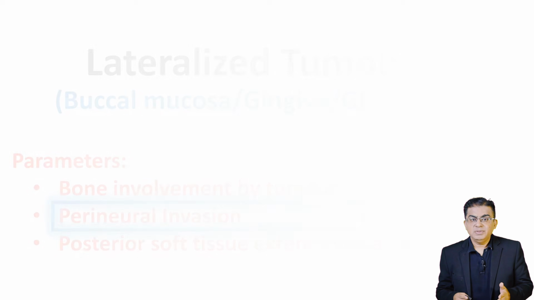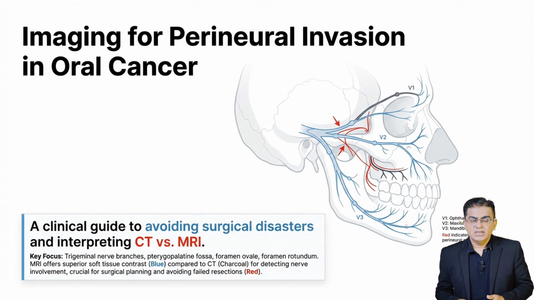Perineural invasion, PNI. Now for lateralized tumors such as buccal mucosa, upper and lower gingiva, upper and lower gingivobuccal sulcus, retromolar trigone, this is where the real game begins. See, bone dissection was obvious. It is loud. You can see the cortex getting eaten away by the tumor. But perineural spread? It is absolutely silent.